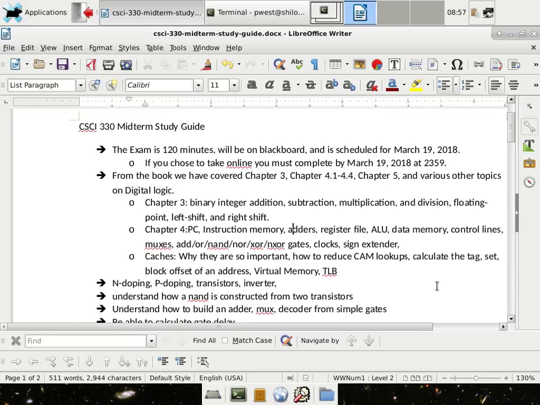Chapter 14, remember PC counter, instruction memory? Is there even 14 chapters? There will be when I'm done with this book.